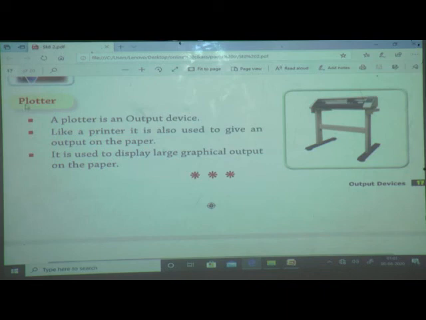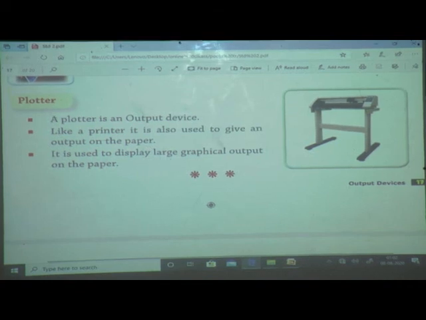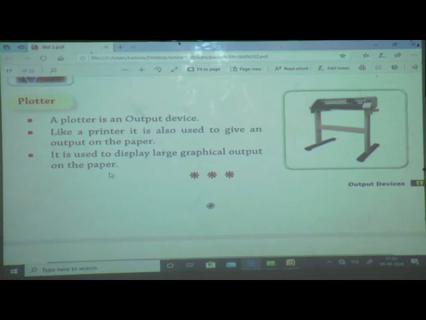Next is the plotter. What is the use of a plotter? A plotter is also an output device. Why is it an output device? We will see. Like a printer, a plotter is also used to give output on paper. It is used to display large graphic output on the paper.